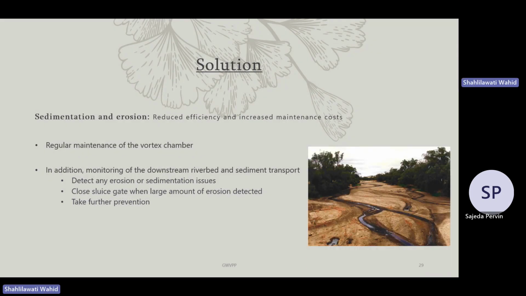For the first problem, our solution would be regular maintenance around the vortex chamber. In addition to that, we have monitoring of the downstream riverbed and sediment transport. This will detect any erosion and sedimentation issues. And if a large amount of erosion is detected, we will close the sluice gate and later take further prevention.